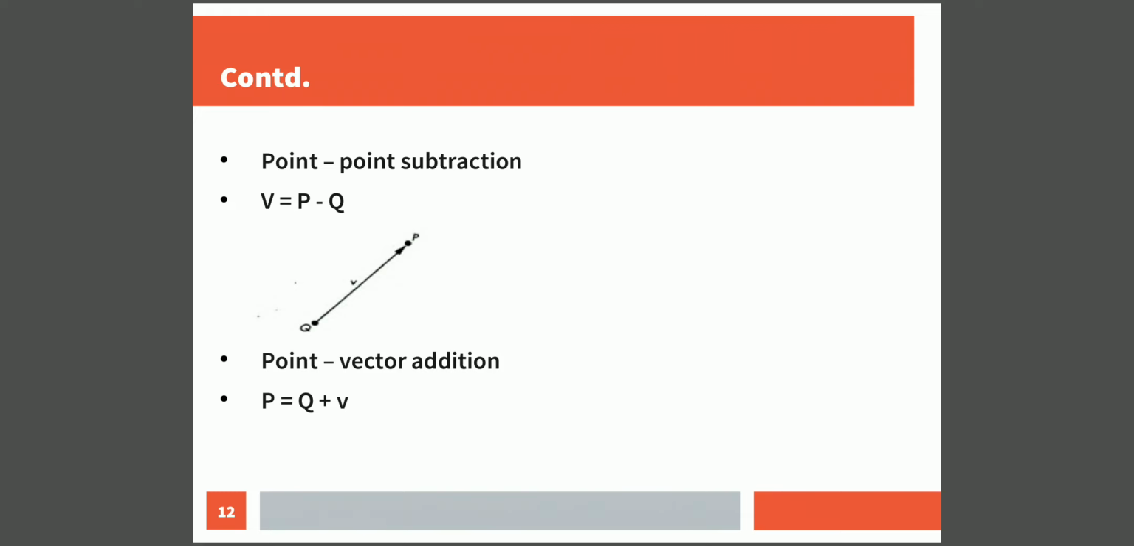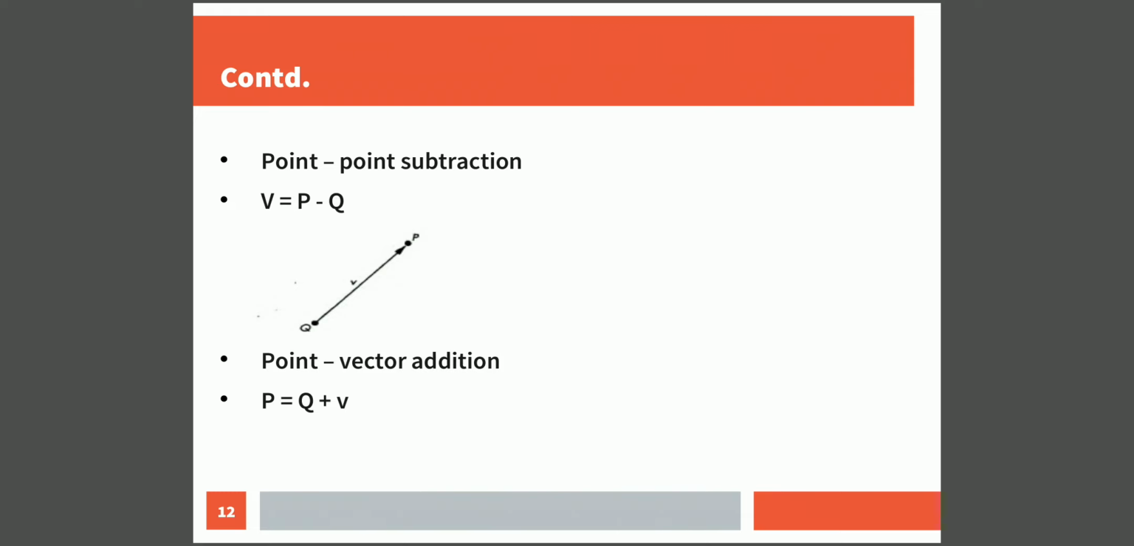When we add Q, that is a point, and a line segment V, we are going to get a new vertex, that is P. But when we subtract these 2 points, we are going to get the distance between those 2 points, that is nothing but a vector V. So V can be represented as P minus Q. So this operation is nothing but point-to-point subtraction.